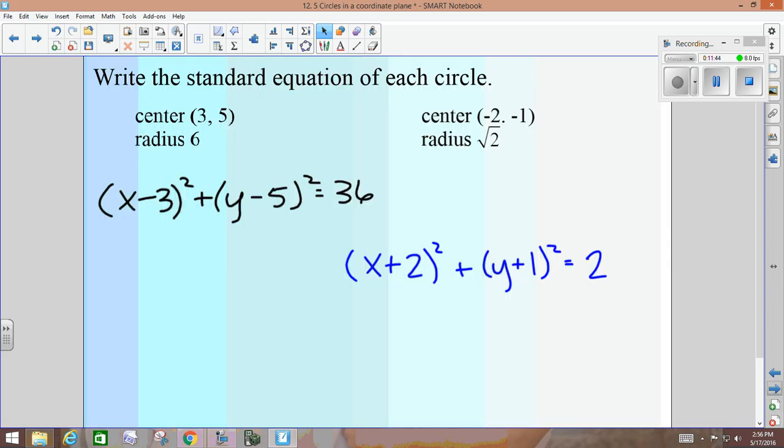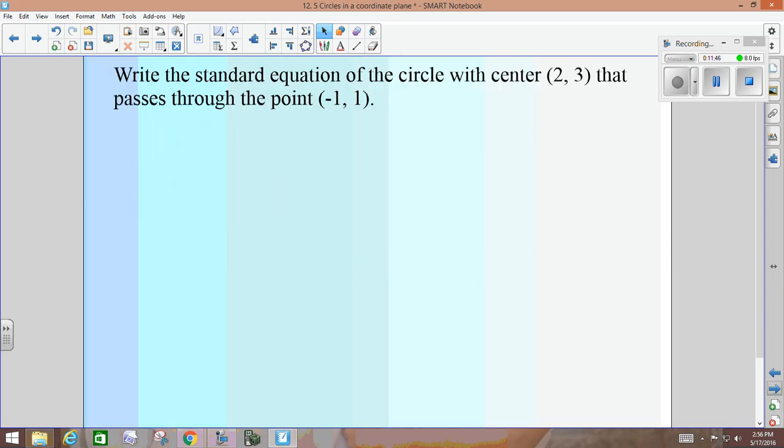Oh, wrong button. Below the 2 that we did, second to the bottom, it says write the standard equation of a circle with center 2, 3, and passes through the point negative 1, 1. It's just like the one we did, where you use the distance formula to find the radius. I'm going to show you the way that Andrew did it, and you don't have to remember the distance formula then. You can use the equation of a circle.